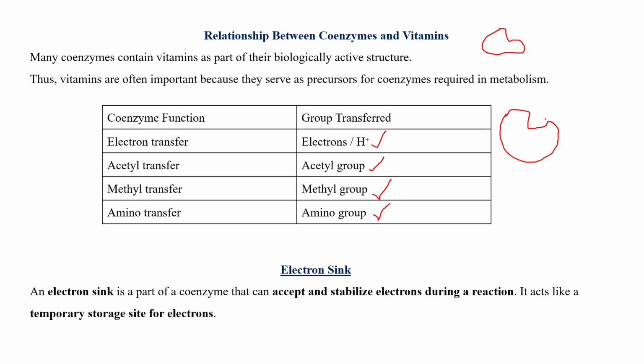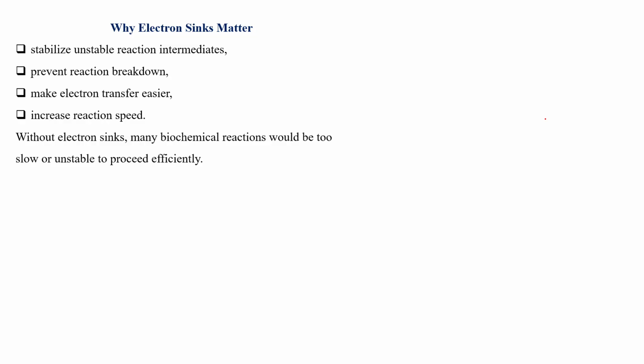That's why we say the electron sink is the part of the coenzyme that accepts and stabilizes the electrons during the reaction, and acts as a storage site for them. The enzyme cannot contain the electrons, or else the enzyme will become unstable. And if the main thing making our reaction work is unstable, then the reaction will not work. That's the importance of the electron sink. It stabilizes unstable reaction intermediates and prevents the reaction from breaking down. A reaction breaking down would mean the enzyme has a high amount of energy and is highly unstable. It also makes electron transfer easier and increases the reaction speed, because it doesn't make the active sites of the enzyme unstable. Without the electron sink, many biochemical reactions would be too slow or unstable to proceed efficiently.